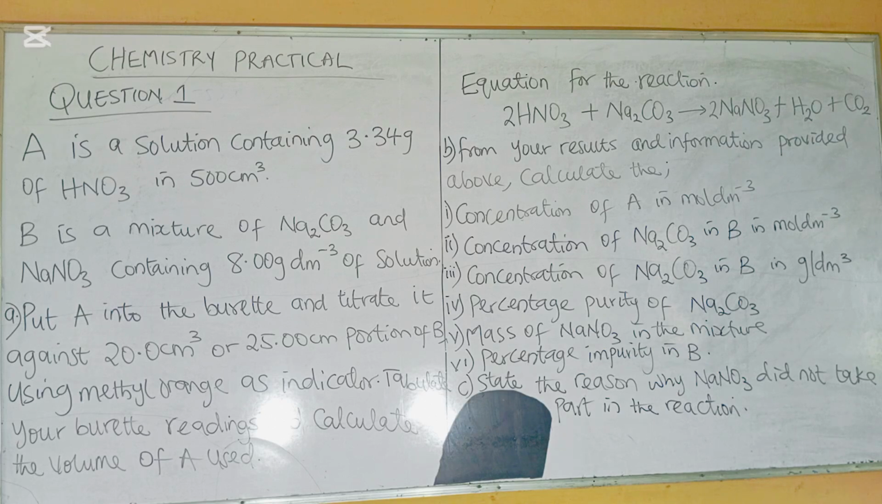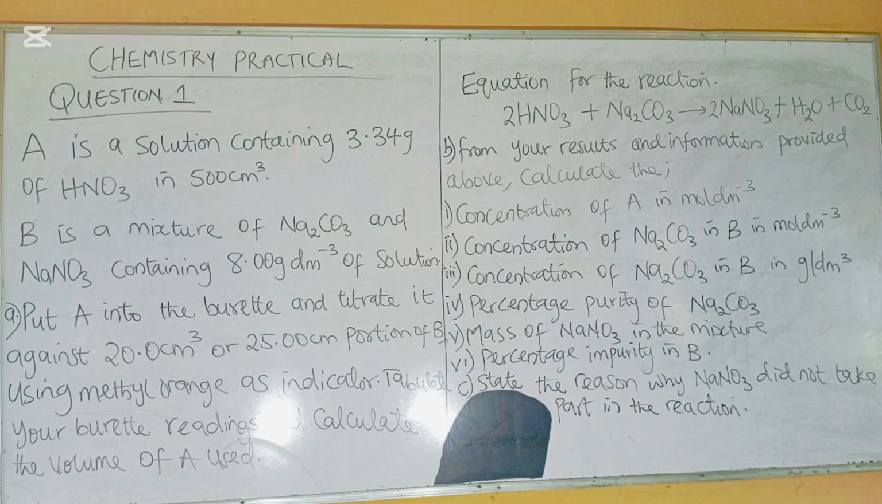Then Roman figure 3, concentration of Na2CO3 in B in grams per dm cube. Then IV says percentage purity of Na2CO3. Then V says the mass of NaNO3 in the mixture. Then VI says percentage impurity in B.